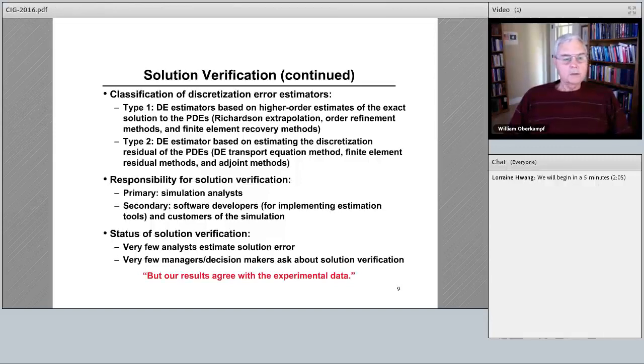What is the status, at least in my opinion? Very few analysts estimate solution error. Even in engineering systems, it's still relatively a rare situation, whether you see it in conference papers or in journal papers. Very few managers or decision makers ask about solution verification or calculation verification. It is a state of affairs that we definitely need to move beyond.